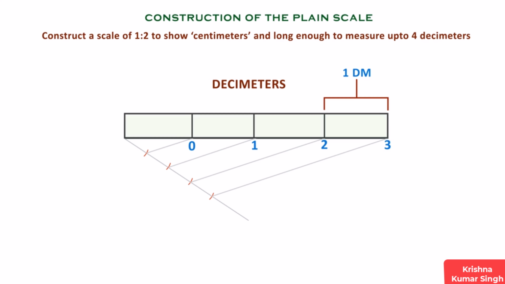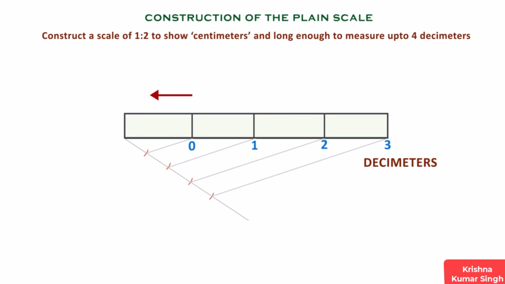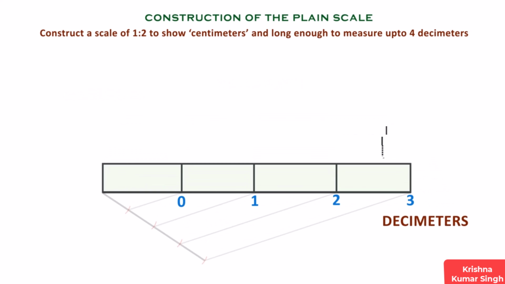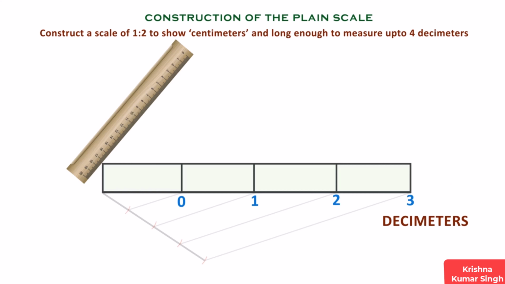To the right of the scale, we have units, decimeters. So, let's write decimeters to the right of the scale. And to the left of the scale, we will have subunits. That is, centimeters. From the point 0 to the left, we will have centimeters. We know 1 decimeter equals 10 centimeters. So, we need to divide this 1 decimeter into 10 equal parts. To divide it into 10 equal parts, we need to follow the same procedure as earlier.